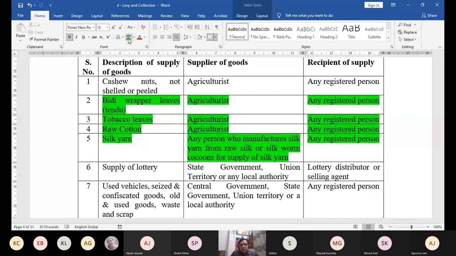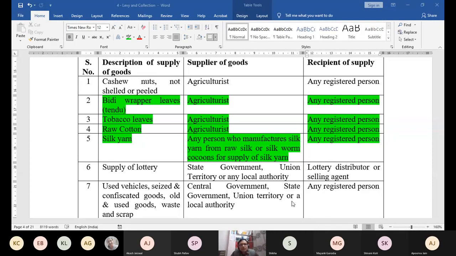So shall I proceed or do you want me to wait? Anyone can reply, there is no issue. Okay, wait for two minutes. Please wait. You have to learn only these four.